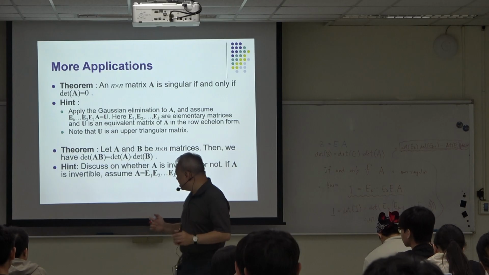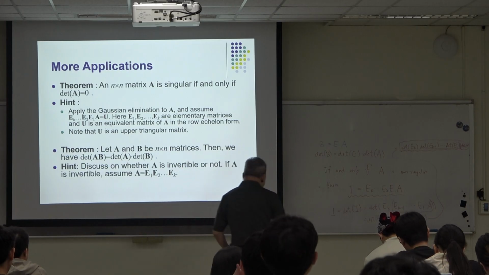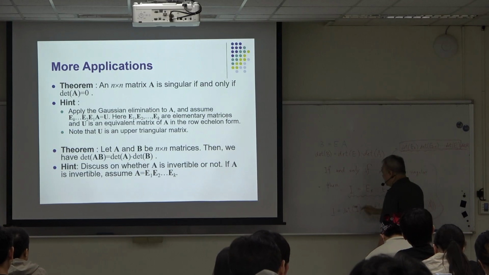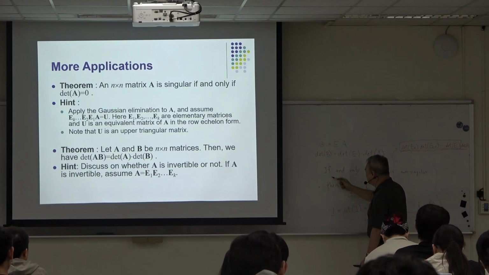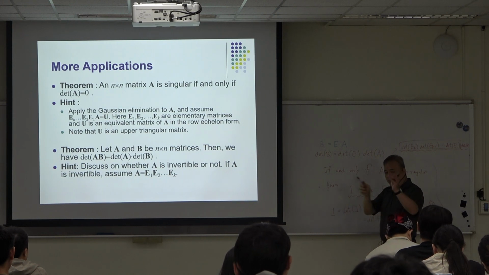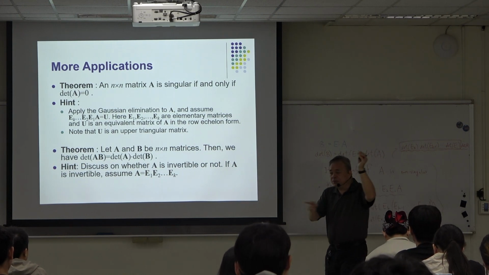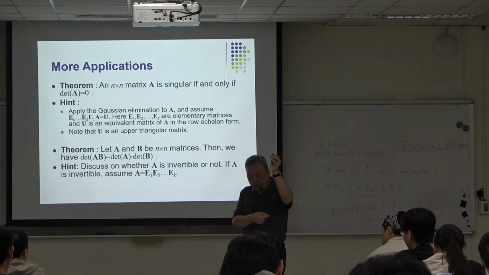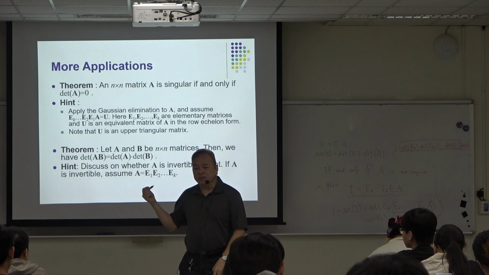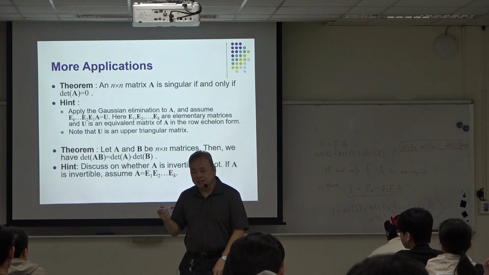So in other words, all this multiplication on the left hand side is not going to be the identity. It's going to have one row to be all 0. So if you have one row to be all 0, the determinant is 0. We discussed that already, right?